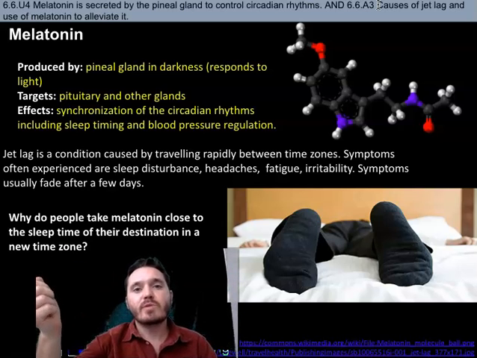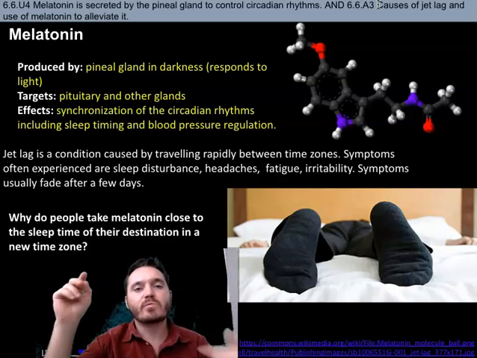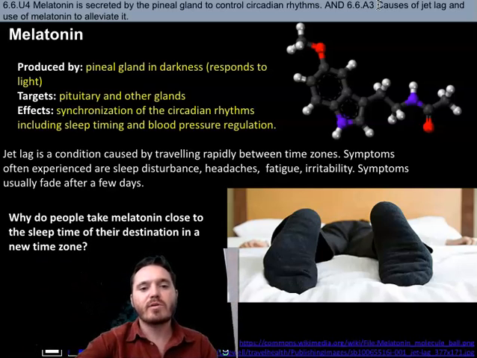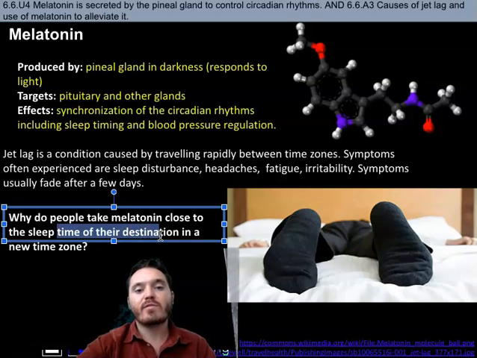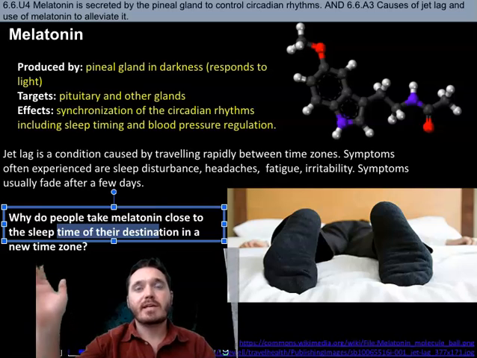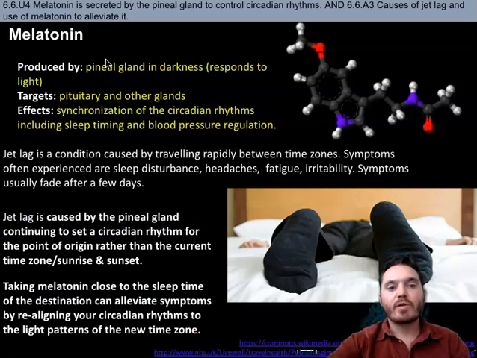So what you can do is sort of trick your brain into resetting to the new time zone by taking melatonin close to the sleep time of your destination. This is going to help reset your circadian rhythms and your biological clocks to the new daylight time at your new destination. Target cells of melatonin are going to be your pituitary glands. There are some other glands that are affected as well, but we're going to focus on pituitary.